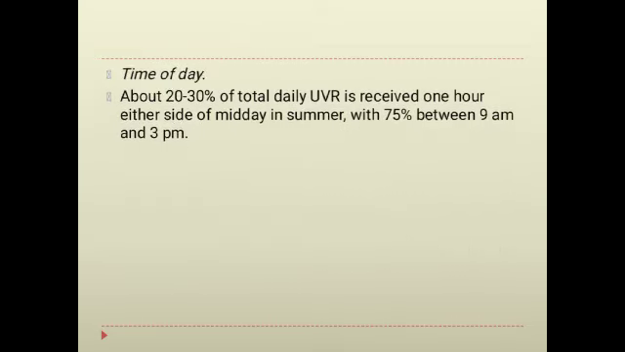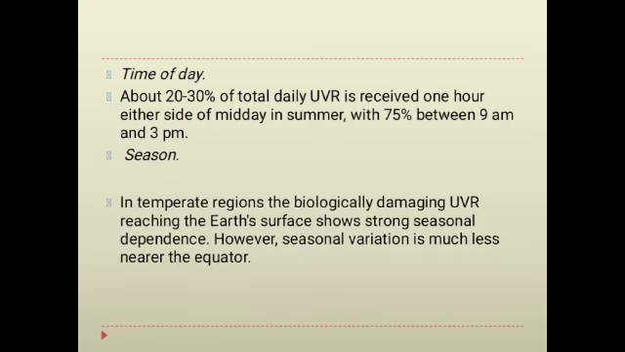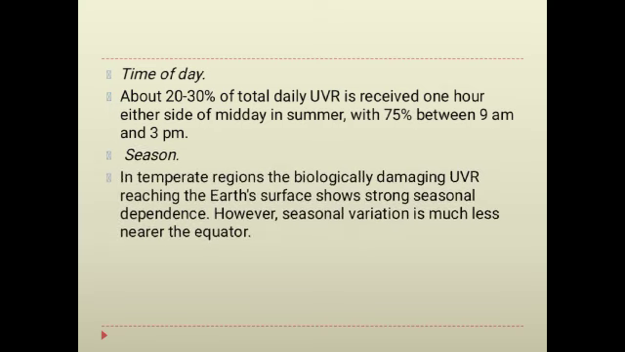So when you ask about the time of day when UV radiation is higher, 20 to 30% of the total daily UVR is received 1 hour either side of midday in summer, with 75% between 9 a.m. and 3 p.m. And the season, in temperate regions, the biologically damaging UVR reaching the Earth's surface shows strong seasonal dependence. However, seasonal variation is much less near the equator.